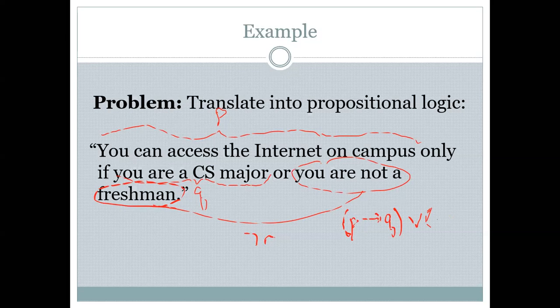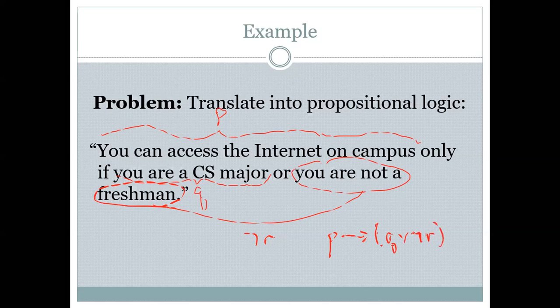Well, how about this? You could do this. P implies, so the ability to access the internet implies one of two things. What are the two things that it implies? Q or, and I'm putting the parentheses in just to be extra cautious, Q or not R. And we may or may not need those.